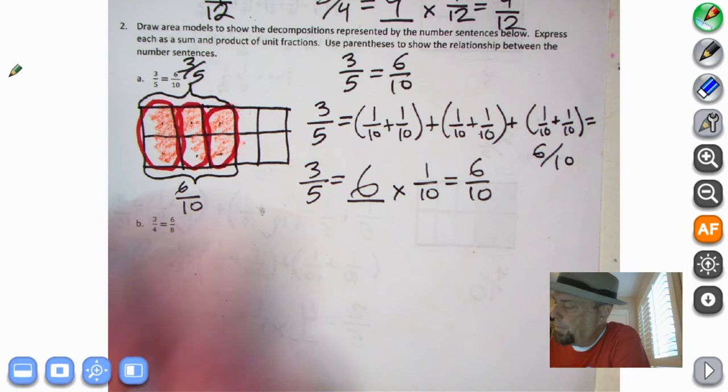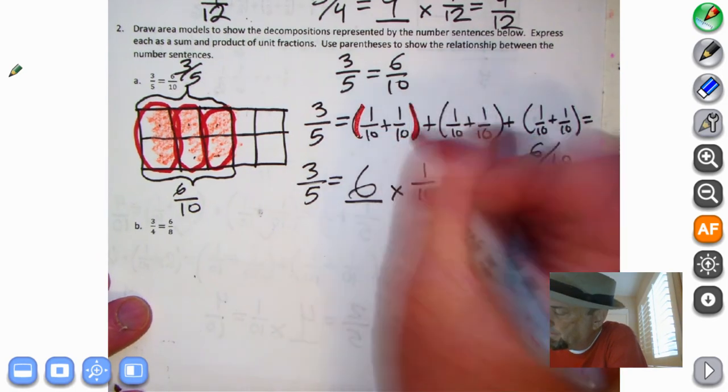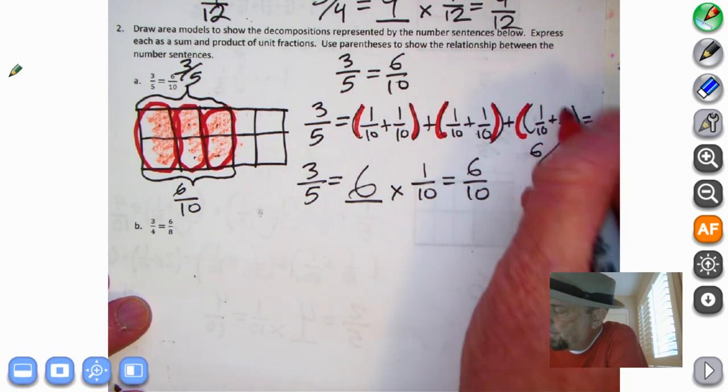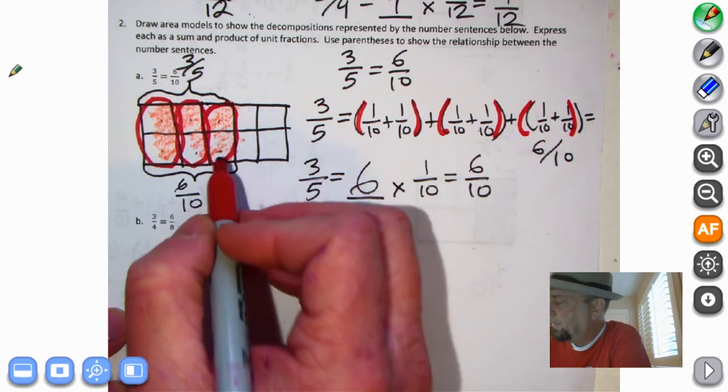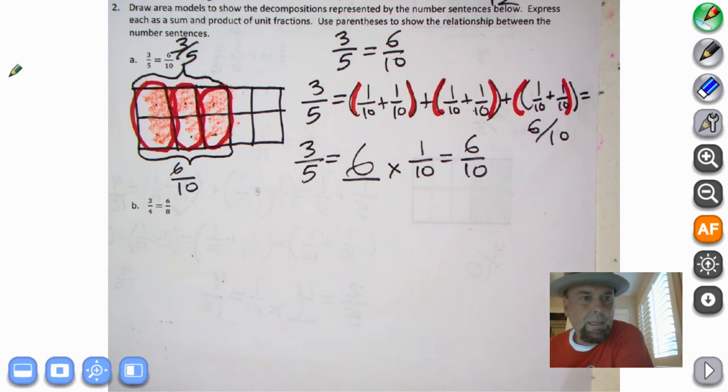And you notice when I group them up, this kind of shows the parentheses. 1/10 plus 1/10, 1/10 plus 1/10, 1/10 plus 1/10. And there we have it. Let's go to the next one.